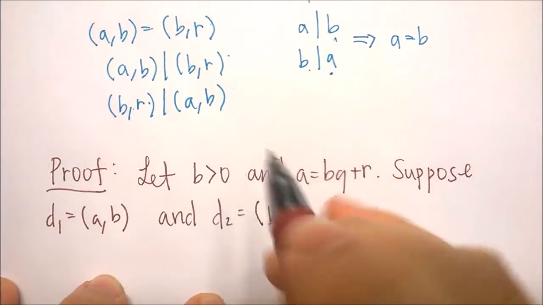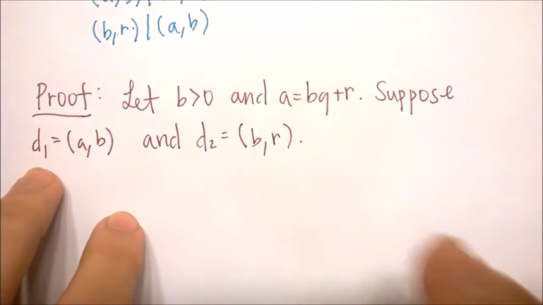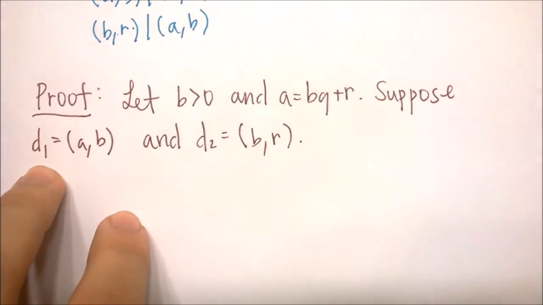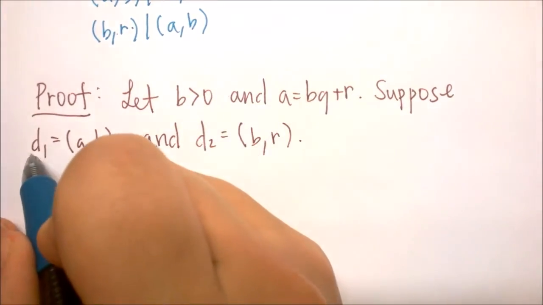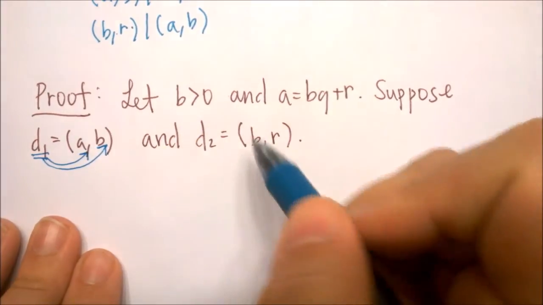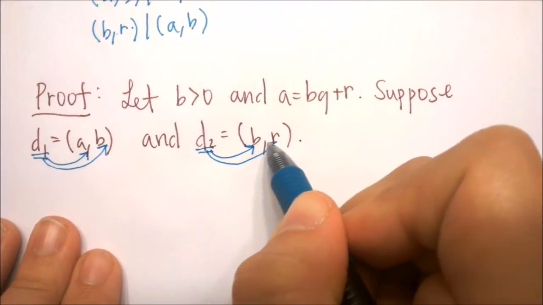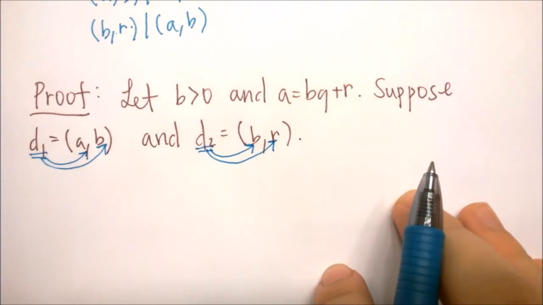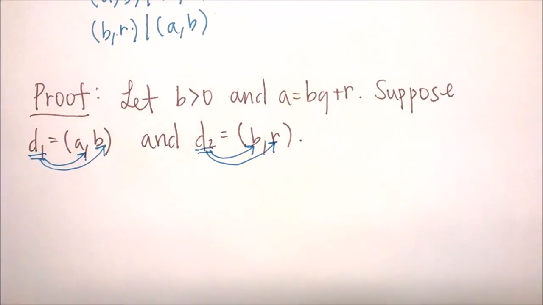Okay, so we know by definition of the greatest common divisor that if D1 is the GCD of a, b, then D1 divides a and D1 also divides b. Same with D2: D2 will divide b, and it also will divide r. That's just by definition of greatest common divisors. So that's something you're also going to need to know. You need to know these facts to be able to continue chugging through the proof.